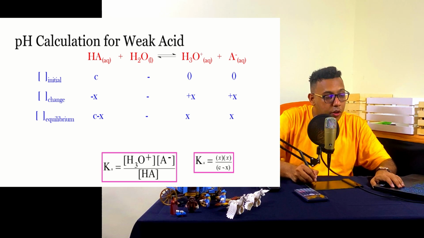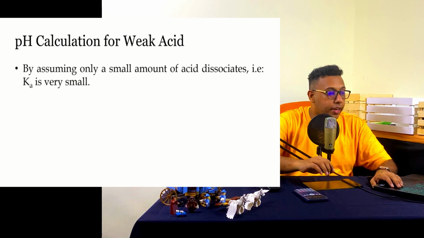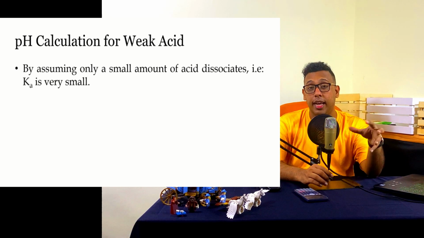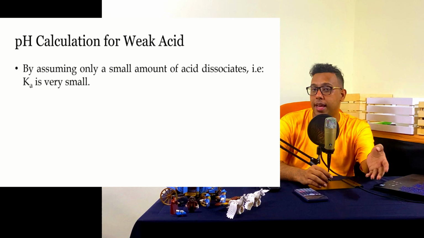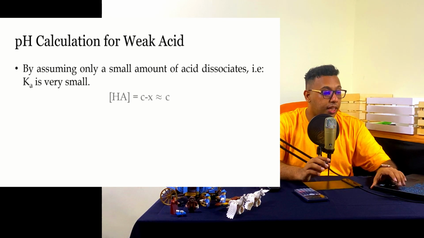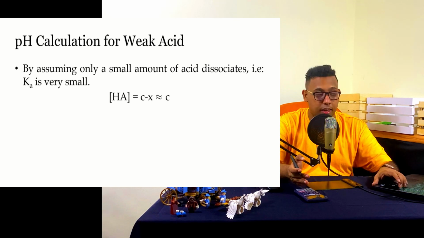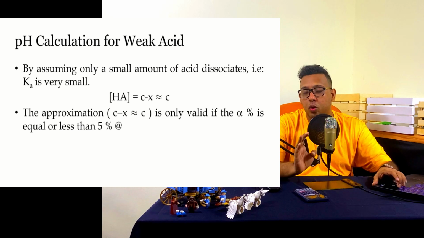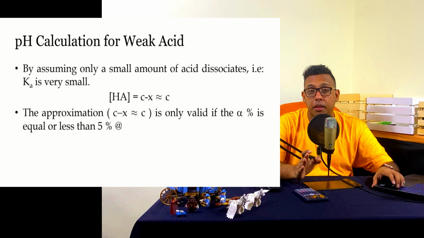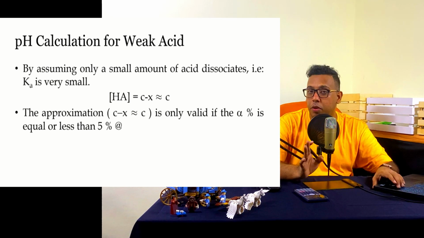Dan what you have to know is one thing about C minus X ni. The term C minus X ni sangat penting sebab kita boleh assume bahawa dia adalah very small amount yang akan dissociate. Bermaksud dia tak banyak yang dissociate dalam reaction ni. So bila tak banyak yang dissociate dalam reaction ni, kita boleh assume bahawa C minus X is actually equal to C. Okay, but this assumption is only valid kalau dia punya percentage of dissociation tu is less than 5%. Okay, kalau less than 5%, kita boleh guna this assumption.